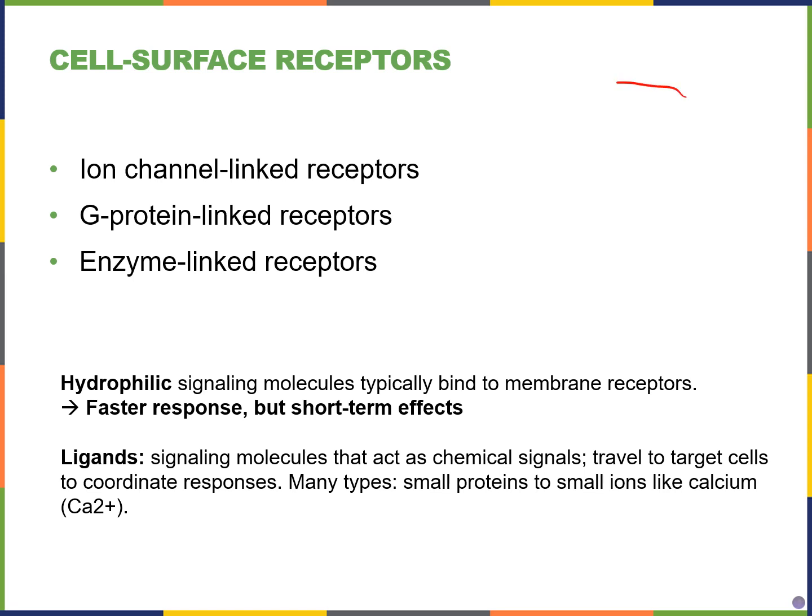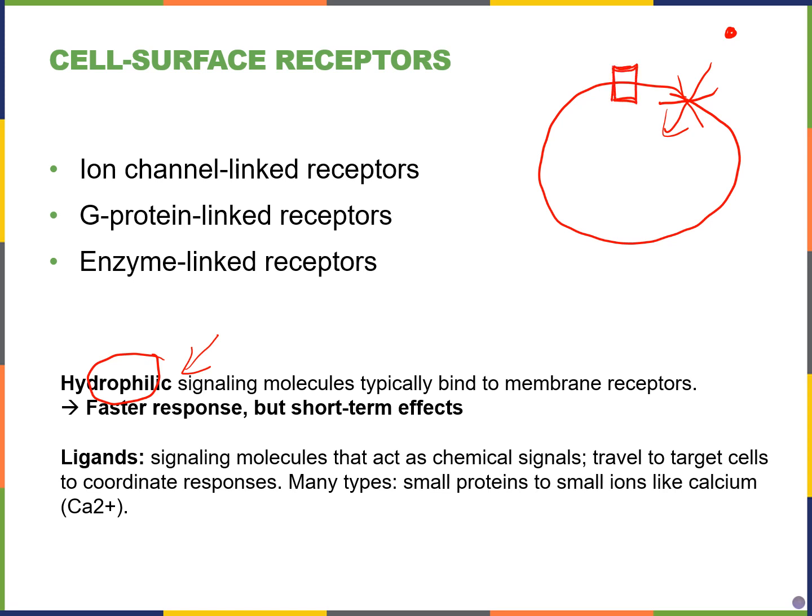If my signaling molecule is hydrophilic or water-loving, let's say it's over here, that's my signaling molecule, that means it cannot pass through the cell membrane. Remember, the cell membrane is made of phospholipids, and only small non-polar hydrophobic molecules can pass. So if you have some kind of hydrophilic water-loving signaling molecule, since it can't get through the cell membrane, it has to bind to receptors that are embedded on the cell membrane. So the signaling molecule could bind to this and cause some kind of intracellular effect.